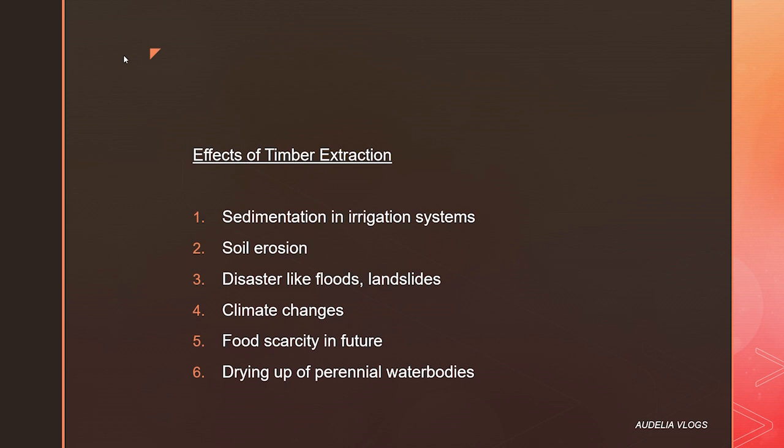Effects of timber extraction. Because of timber extraction, again the same case. What are the effects of deforestation? The same itself: soil erosion, sedimentation in irrigation systems, disasters like floods, landslides, climate changes, food scarcity in the future, drying up of perennial water bodies.